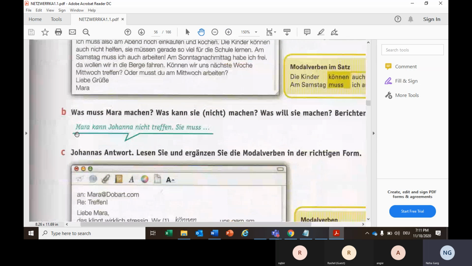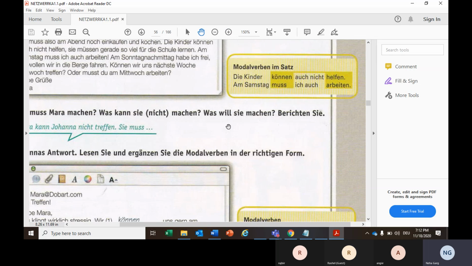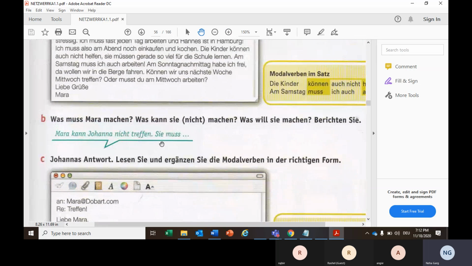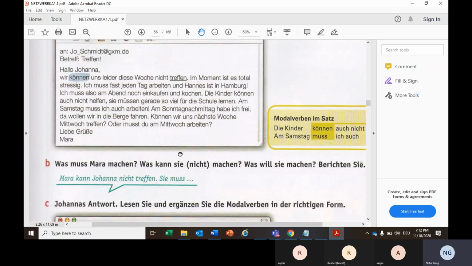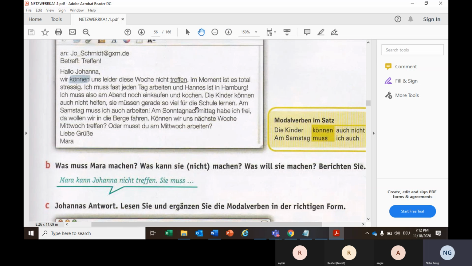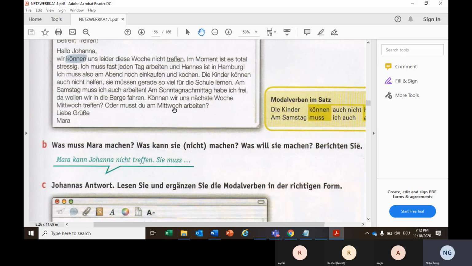So now there are three questions: what she has to do, what she cannot do, and what she wants to do. Berichten Sie. So all three of you have to write a paragraph of 3 or 4 sentences where you tell what she has to do, can do, and cannot do. I'm giving you this exercise straight away because we have already done modal verbs and how we use them in a sentence. One example has been given here already.